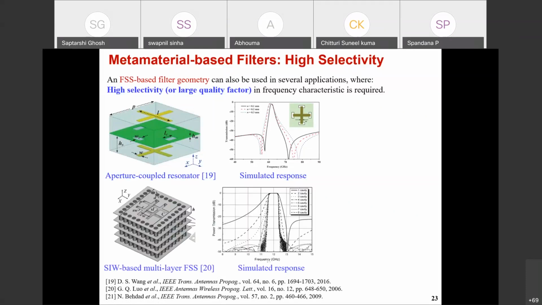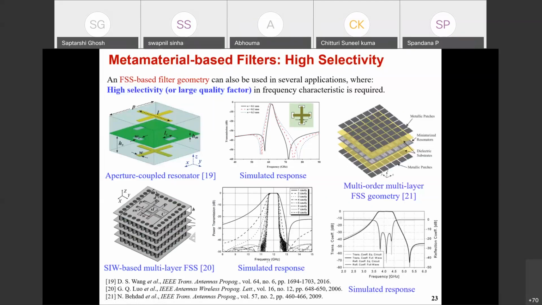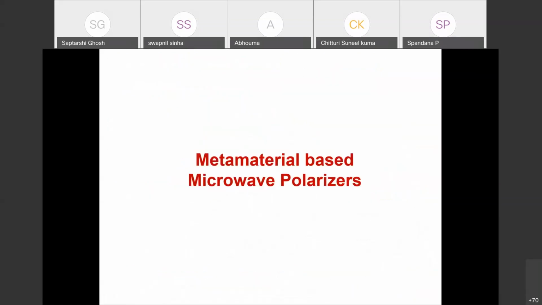The second option is that we can use the SIW based multilayer. This substrate integrated via based concept we can use, and by using the cascading technique or by using a number of crosses or a number of slots, we can improve the high selectivity. Okay. Another option is that we can go for the multilayer geometry. Particularly in the multilayer geometry also we can use a number of geometries, and all these geometries can go for the multi-order geometry with a high selectivity. So these are different types of the metamaterial based filters used for different applications like filter applications, or you can consider miniaturization application.